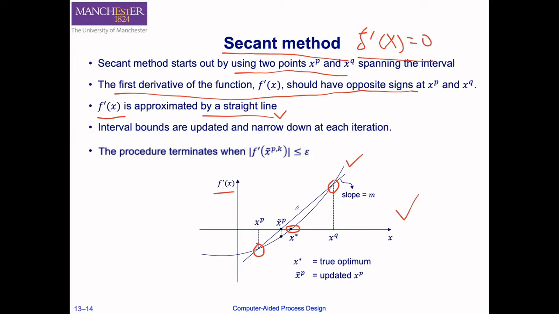Then the first derivative can be approximated by using this straight line, which connects the point P and the point Q. Based on this, it is not difficult to write the equation of this straight line, which should be f prime x minus f prime xq is equal to m times x minus xq.